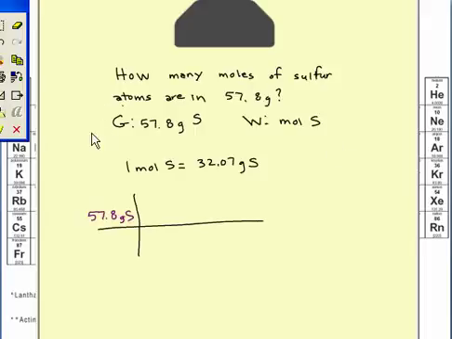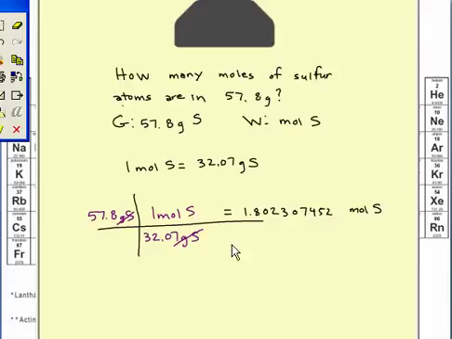So here's our given. It always goes in our first compartment. We have grams of sulfur, so grams of sulfur must go at the bottom. 32.07 grams of sulfur is equal to 1 mole of sulfur. And our grams of sulfur cancel out. And when I multiply 57.8 by 1 and divide by 32.07, I get 1.802307452 moles of sulfur.